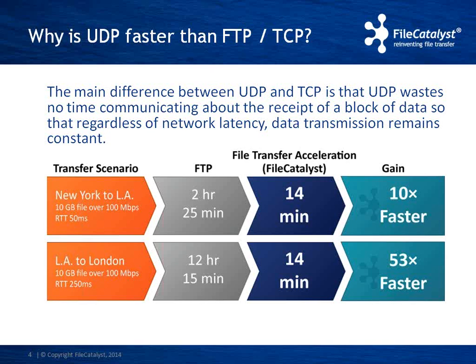And here's another example, a little further, LA to London. Now your latency is much, much higher. Now you have an RTT here of 250. FTP takes 12 hours and 15 minutes. FileCatalyst still takes 14 minutes. So as you can see, we're immune to the delay on the line.